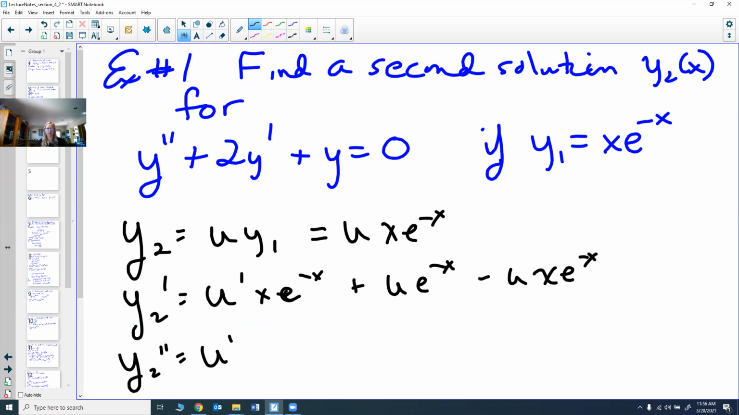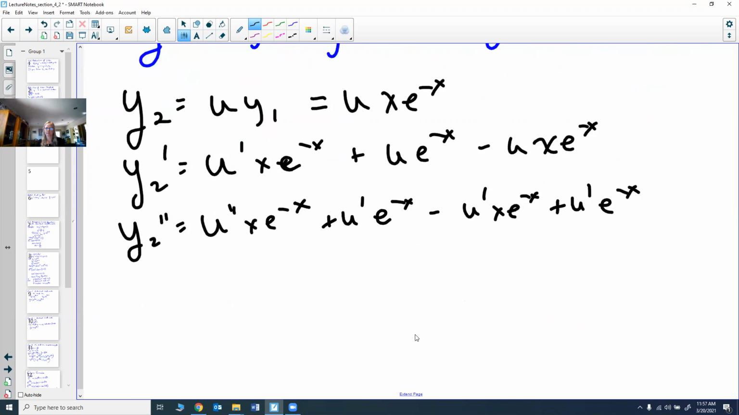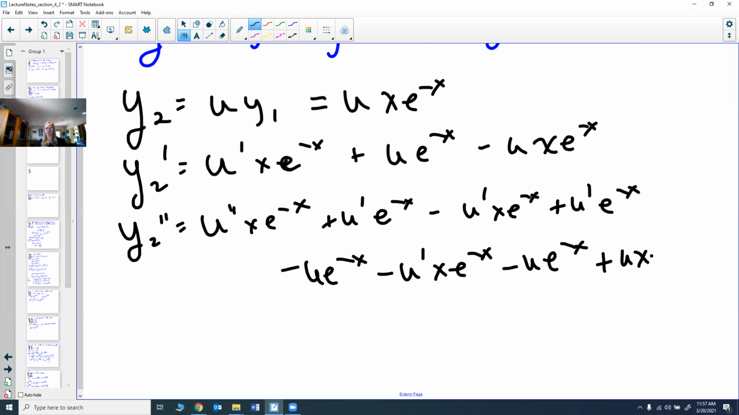And so that would be u double prime x e to the minus x, plus u prime e to the minus x, minus u prime x e to the minus x, plus u prime e to the minus x, minus u e to the minus x, minus u prime x e to the minus x, minus u e to the minus x, and then plus u x e to the minus x.